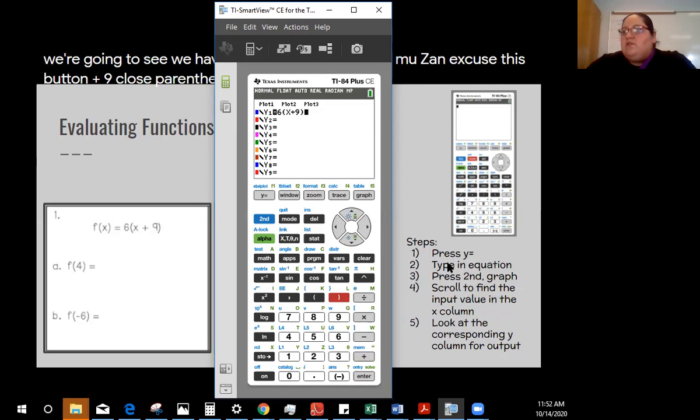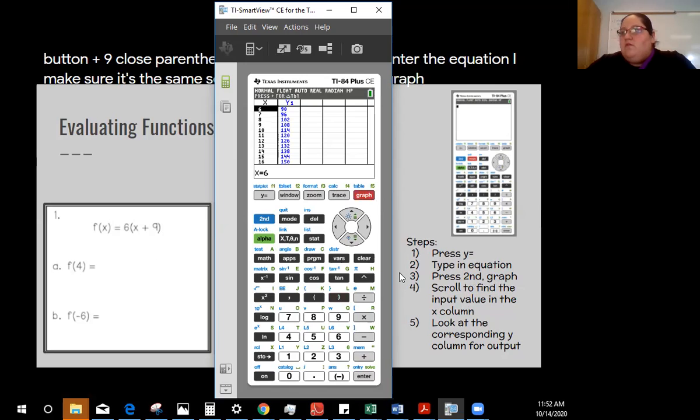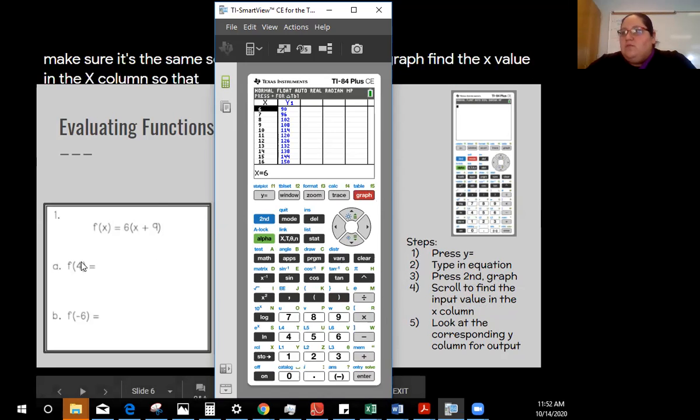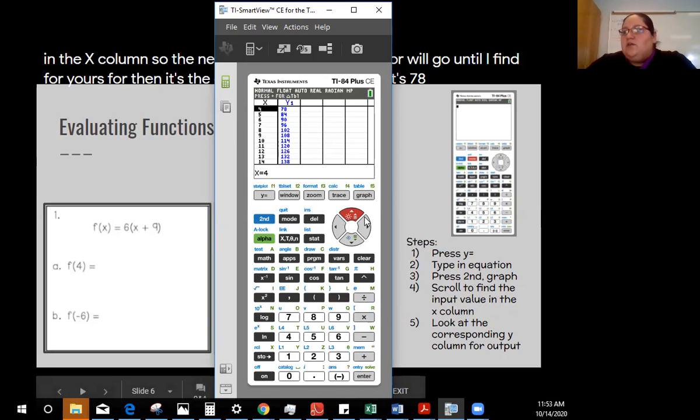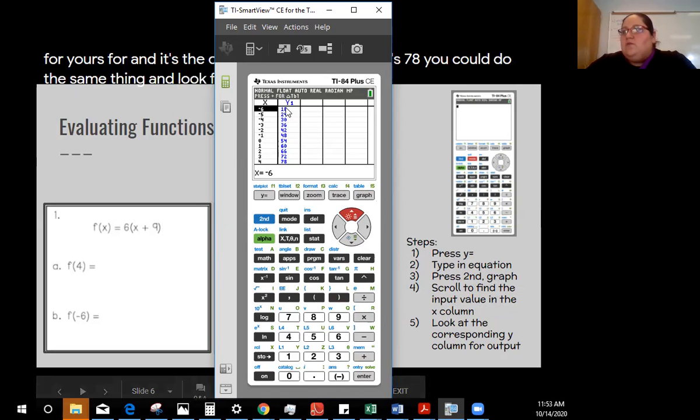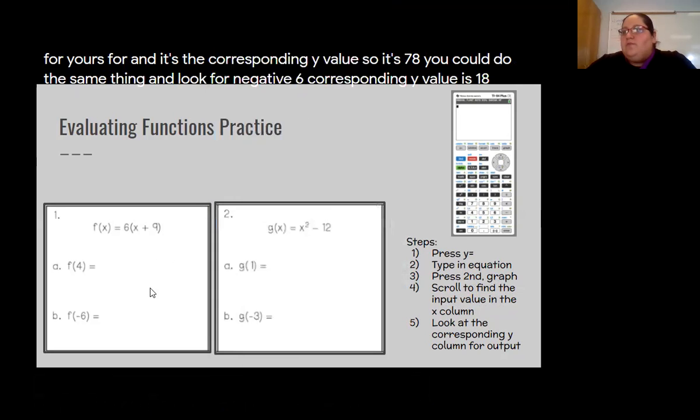It says now after I've entered the equation, I make sure it's the same. Second graph, the blue button, graph. Find the X value in the X column. So in my X column, I'm looking for 4. I'm going to go until I find 4. Here's 4, and its corresponding Y value is 78. You can do the same thing and look for -6. The corresponding Y value is 18.